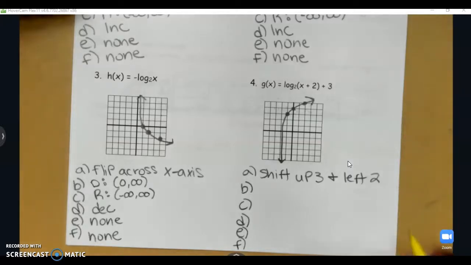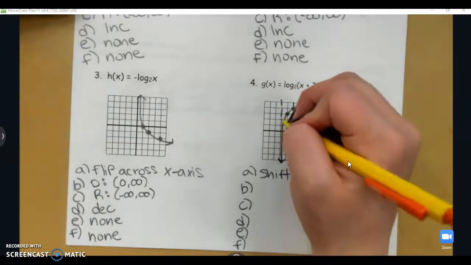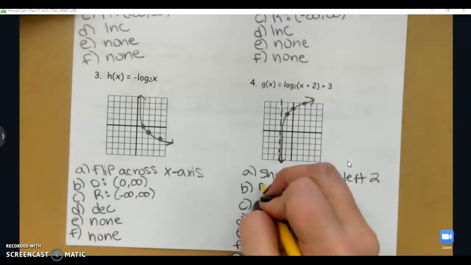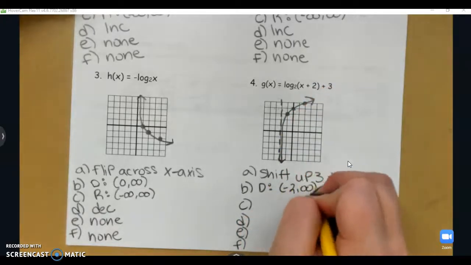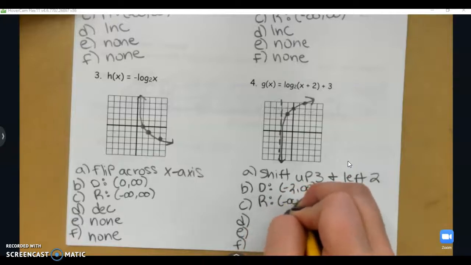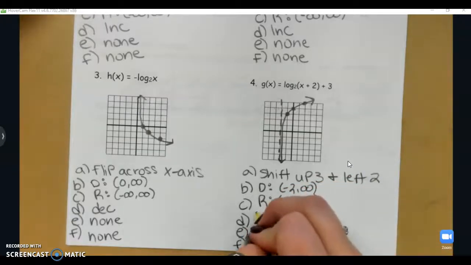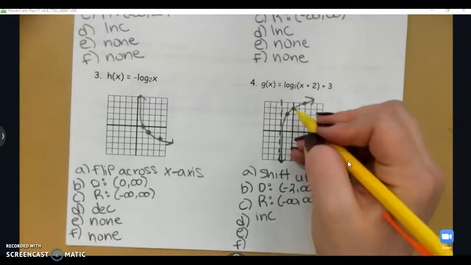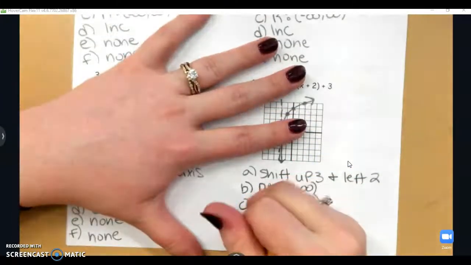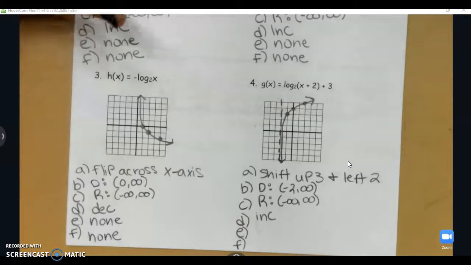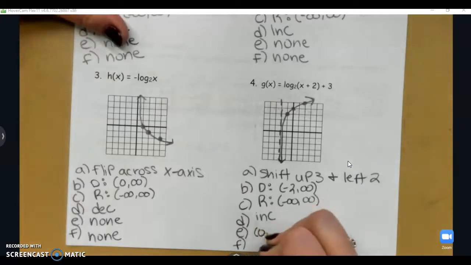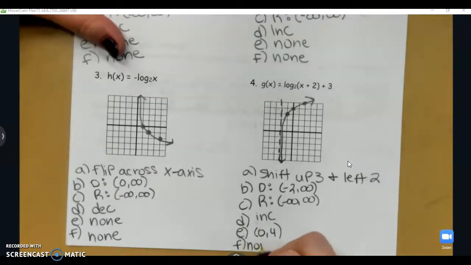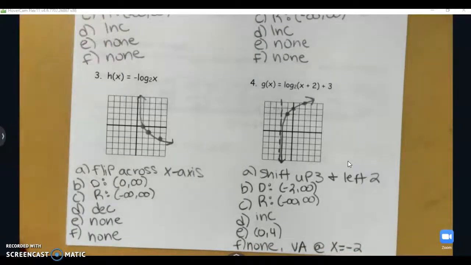So my domain has changed. Because it shifted left 2, my new boundary is at x equals -2. So my domain is now from -2 to positive infinity. My range stayed the same. It's still an increasing function. I do now have a y-intercept at 0, 4. Oops. Didn't quite get that in line with the E. 0, 4. And I still don't have a horizontal asymptote, but I do now have a vertical asymptote when x is equal to -2.